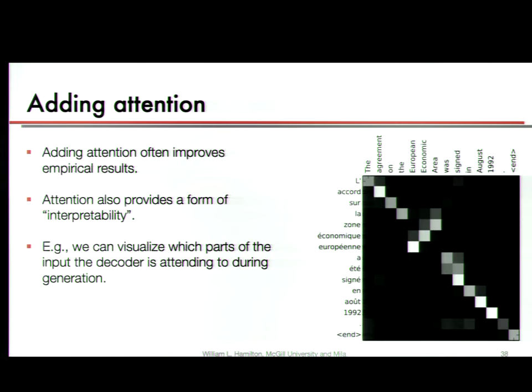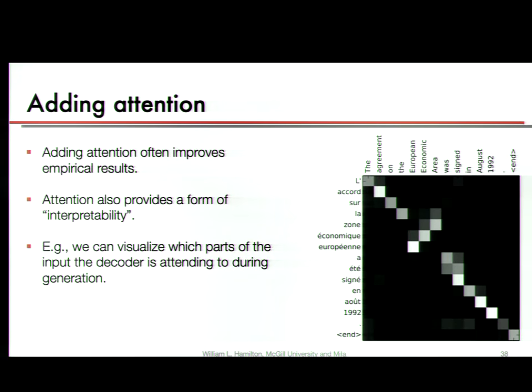And why is attention useful? Well, for one, it empirically improves results. It also adds what can be thought of as a form of interpretability. So what's cool is you can say, okay, during decoding, which parts of the input, which parts of the encoder are we attending to at different steps? You can look at this as, in some sense, telling us an alignment, telling us which words in the output, when we're generating those words, what are we paying attention to in the input?